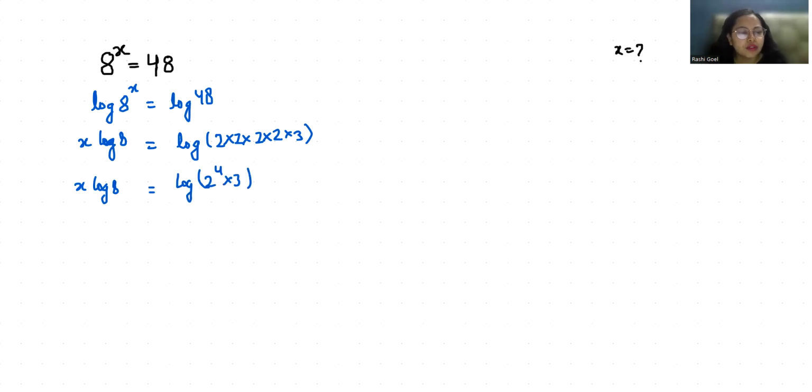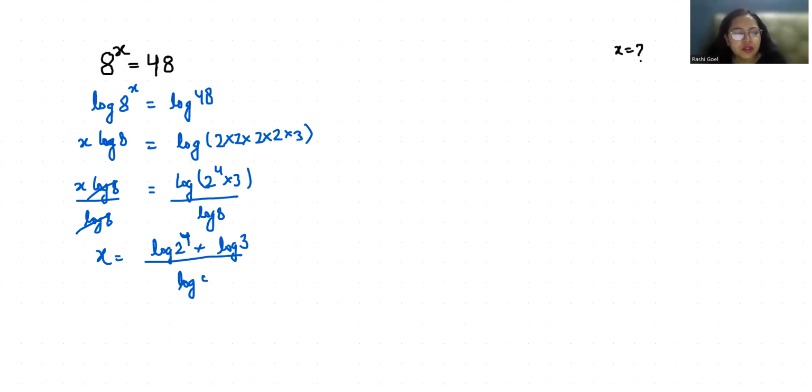Now I'm going to divide both sides by log 8. So x is equal to log of A times B, we can write it as log A plus log B. And this log 8, I can write it as log 2^3. So x is equal to (4 log 2 plus log 3) by 3 log 2.